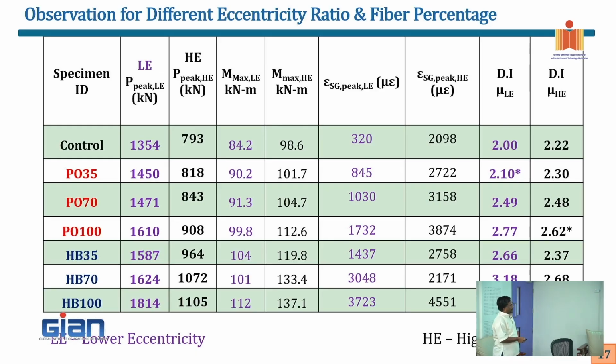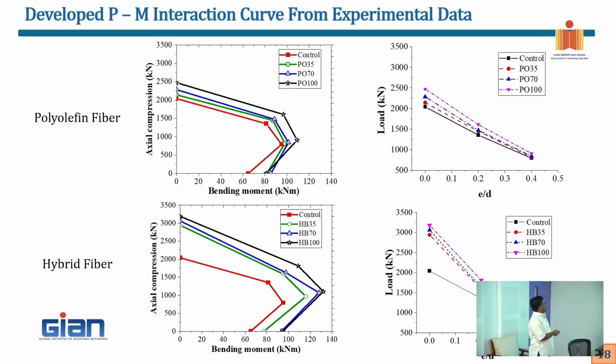But I get a deformability index here. So the higher the fiber dosage, and you can see these are all normalized, with hybrid fibers I even get higher load resistance, right? The fibers are helping me. Then finally, we looked at this interaction diagram that we talked about.